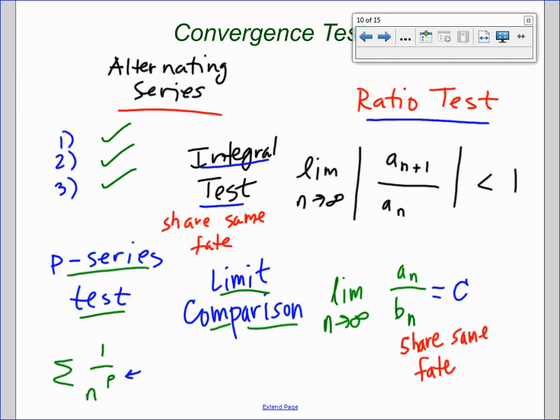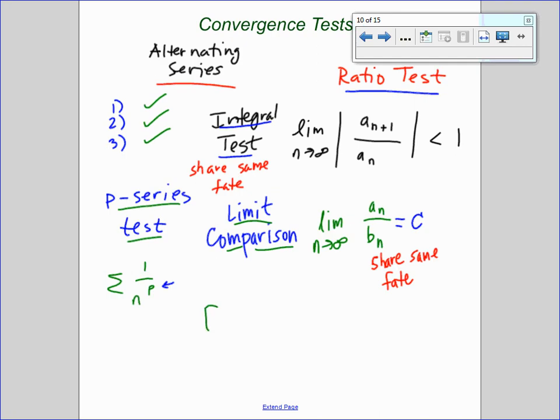And we're missing one big one. All right, Courtney? Direct comparison. Direct comparison, good. So direct comparison test works for both convergence and divergence. But if you're going to use direct comparison for convergence, your original has to be less than or equal to your comparison series. If you're going to use direct comparison to show divergence, then your original must be greater than or equal to your comparison series. Direct comparison. Awesome.